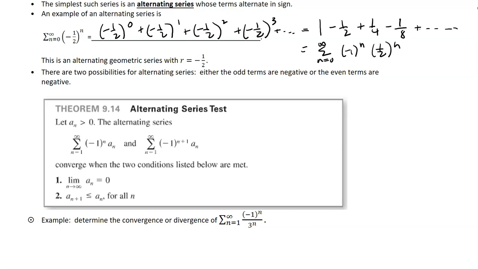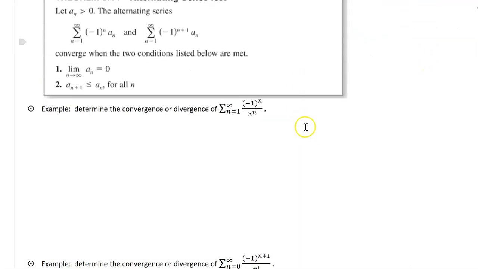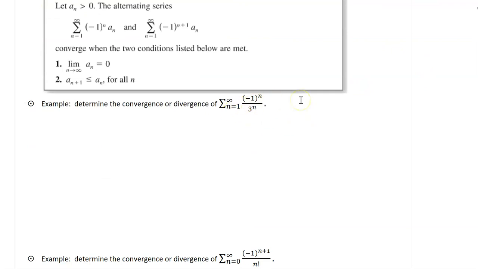So let's look at an example. It says determine the convergence or divergence of the sum of negative 1 to the nth power over 3 to the nth power. Yes, you could look at this one as a geometric series, but we're going to look at it as an alternating series. So I'm going to write this as the sum from 1 to infinity of, instead of negative 1 to the n over 3 to the n, negative 1 to the n times 1/3 to the n, because this is going to be our a sub n.